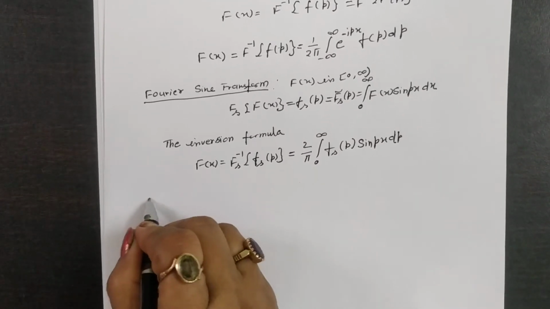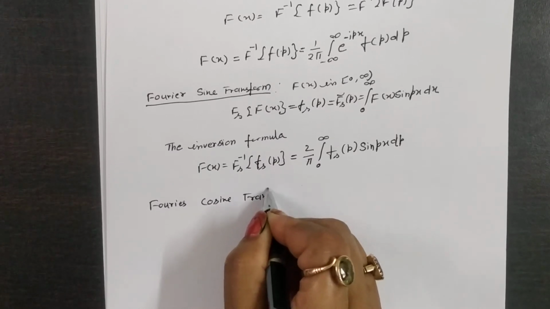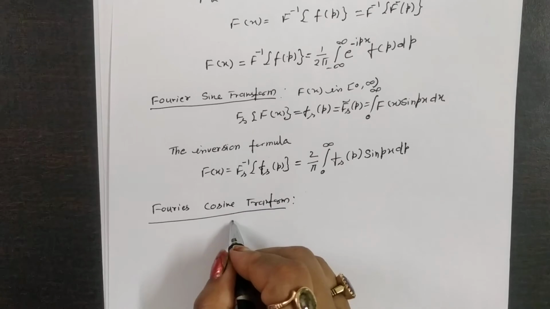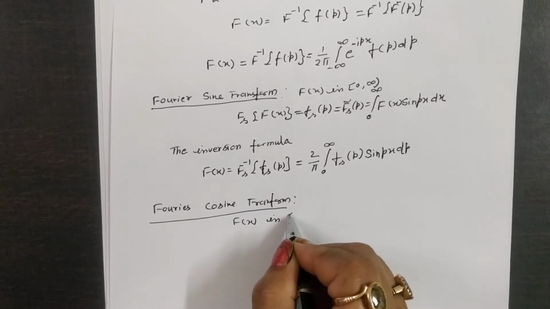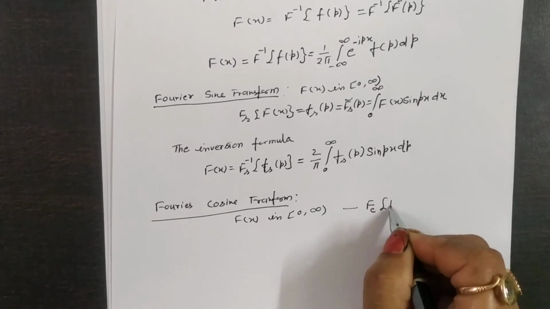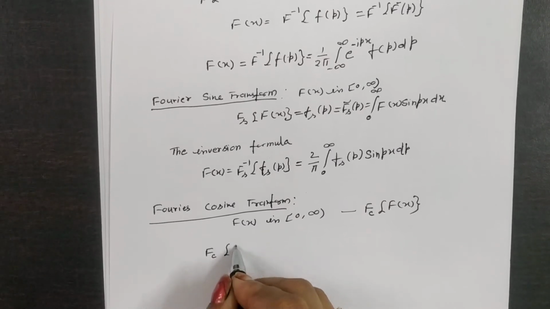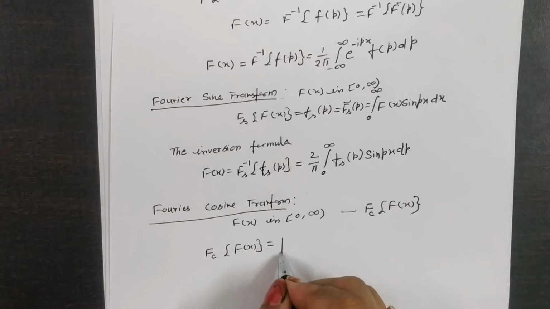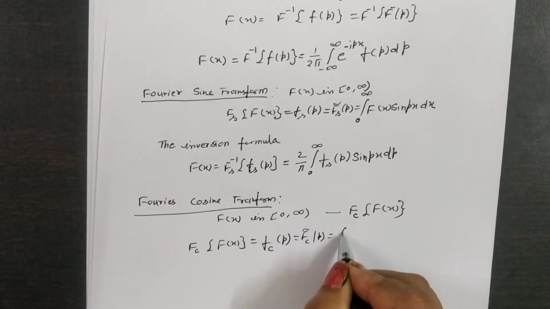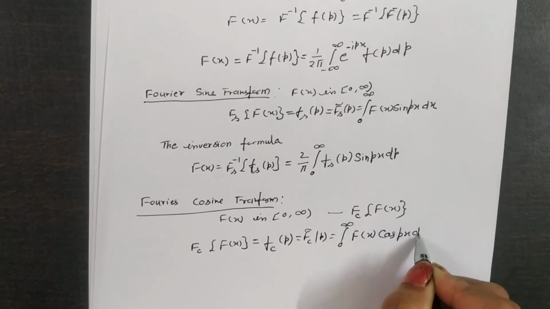And the Fourier cosine transform. For the function f of x in the interval 0 to infinity, the Fourier cosine transform is defined as F c of p, which is equal to the integral from 0 to infinity of f of x cos px dx.